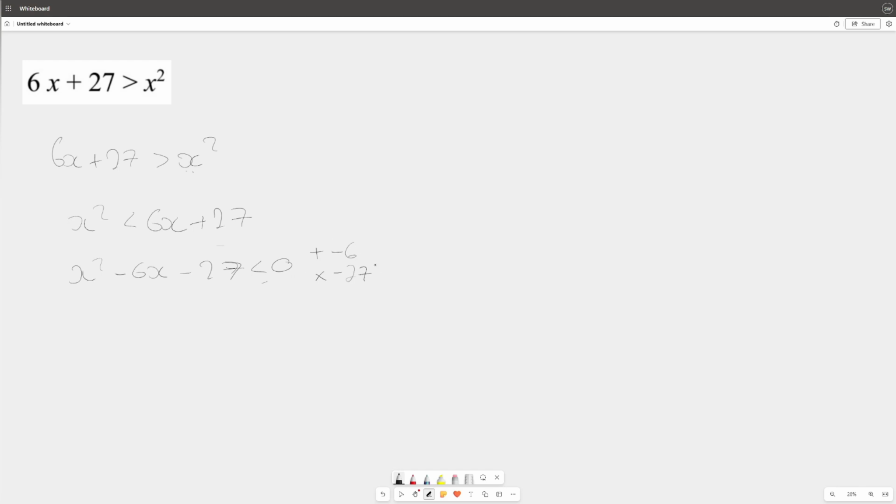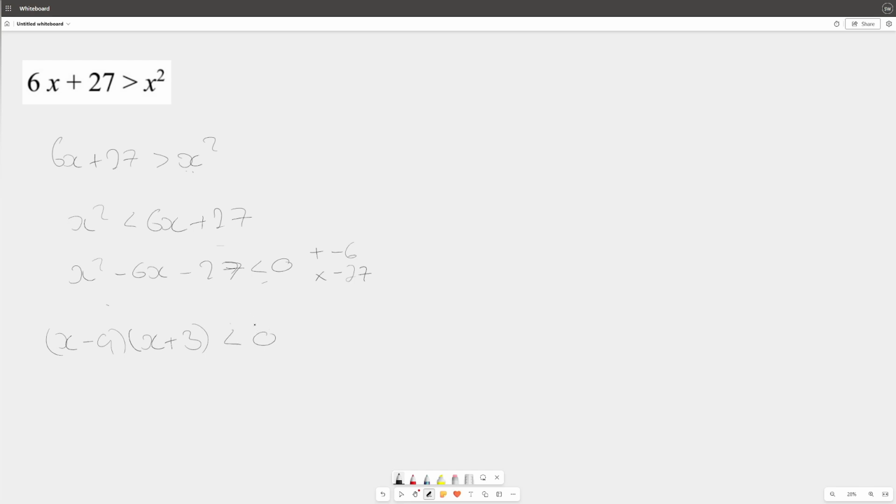So two numbers that add to get minus 6 and multiply to get minus 27. Well, I know that 9 times 3 is 27, and the difference between 9 and 3 is 6. So if I have a minus 9 and a positive 3, they add to get minus 6 and multiply to get minus 27. So I'm going to have an x minus 9 and an x plus 3, and that is going to be less than 0.